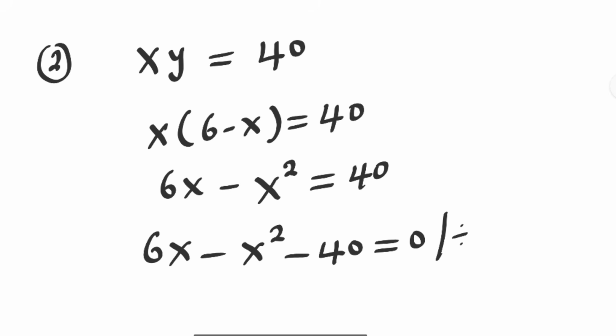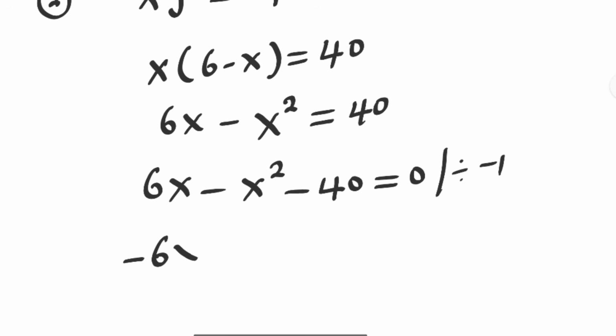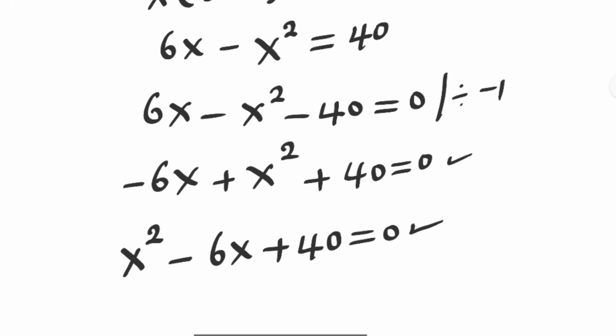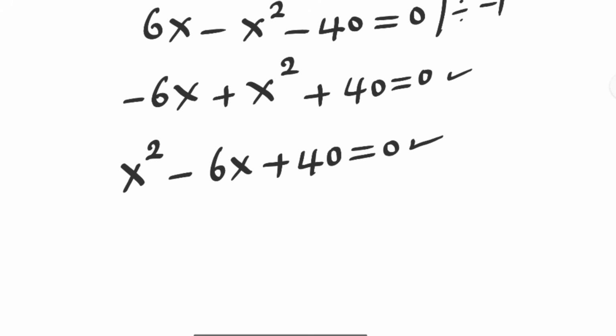Now let us divide the whole of this equation by minus 1. 6x divided by minus 1 will give minus 6x, then minus x squared divided by minus 1 is plus x squared, minus 40 divided by minus 1 is plus 40, is equal to 0. Let us put this in standard form. x squared minus 6x plus 40 is equal to 0. This is a quadratic equation. Let us solve it using the quadratic formula.